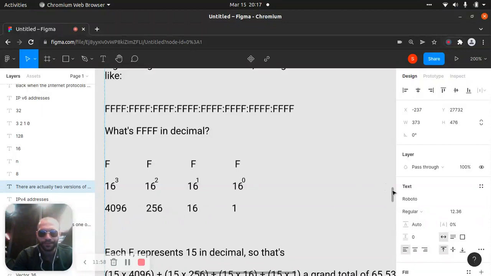Because we are looking at F, the power of 16. Look, 16 squared will be 256, right? Anyway, it's like 2 to the power of 8.